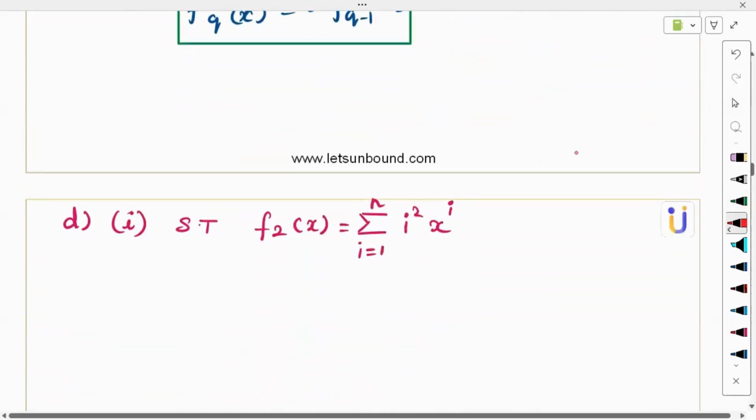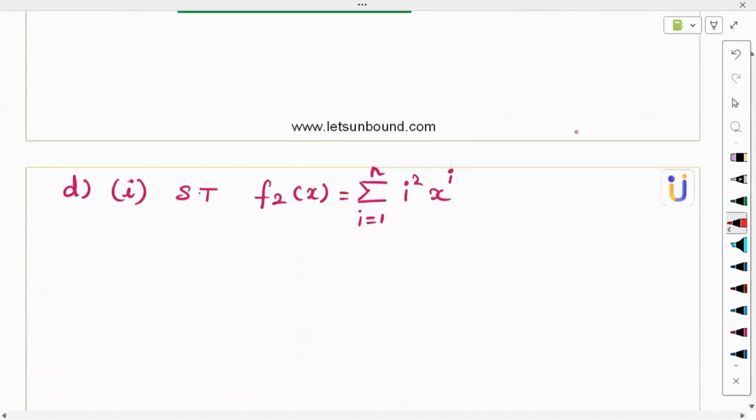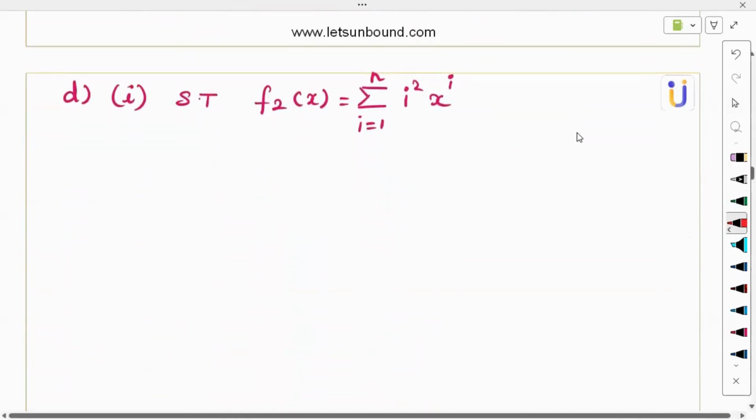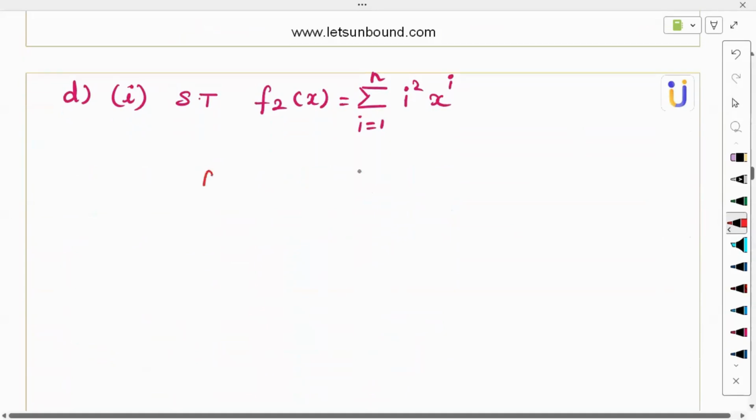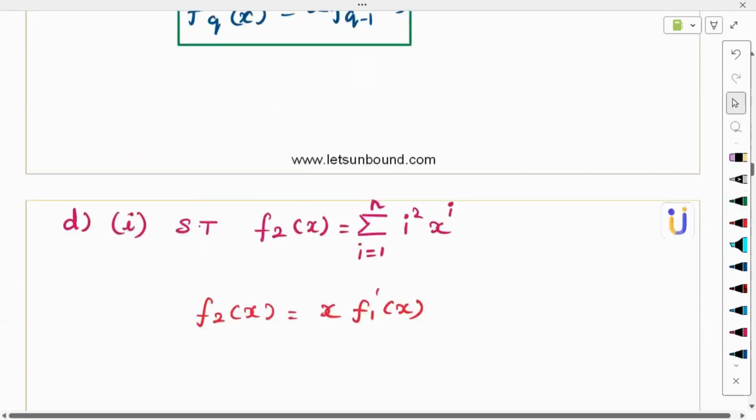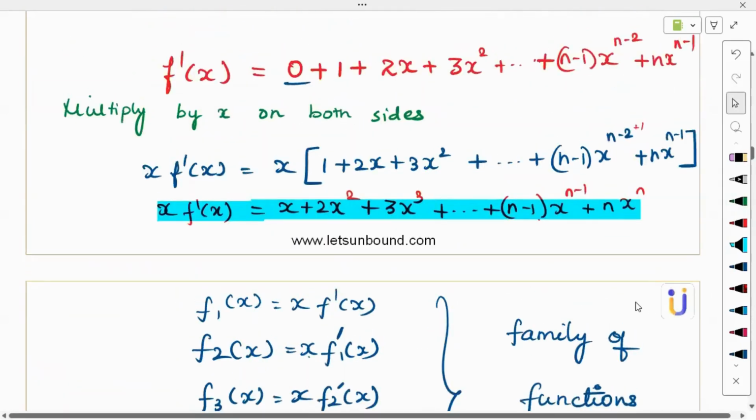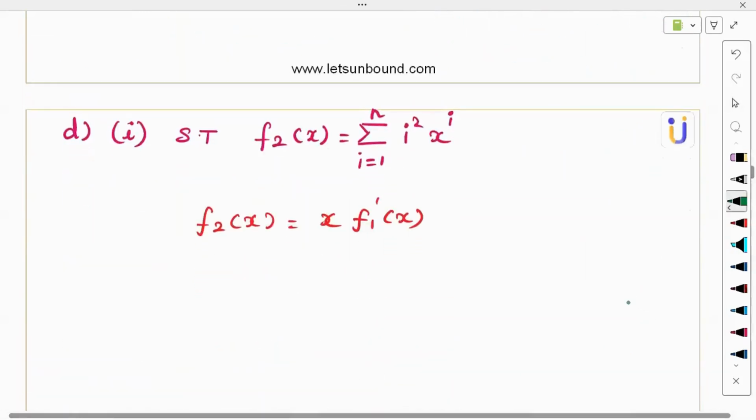Now, show that f2 of x is of this form: sigma i equals 1 to n of i square x power i. So what is f2 of x actually? When you look at the family of functions, we can see that f2 of x is x f1 dash of x. I know x, but what is f1 dash of x? We don't know, right? So let's go with f1 of x. This is what x f dash of x is, f1 of x. So let's take f1 of x now.